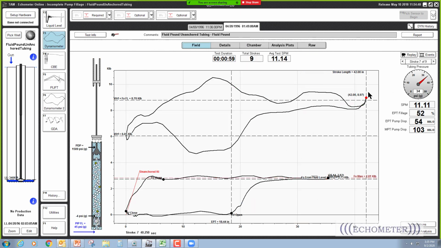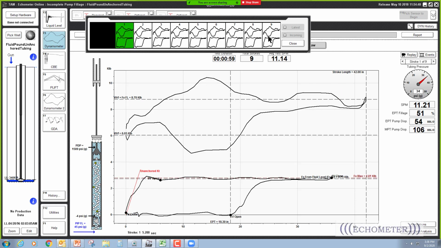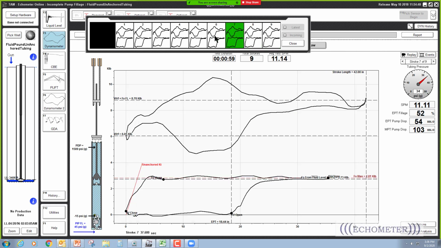Then if we close this off and look at the data that follows, there's only 9 strokes acquired. It would be nice to have gotten the first few strokes on this well when it first turned on, and then it gradually pumped off. Hopefully you see some strokes that were full and some strokes that were pumped off. But it looks like we just waited until we had incomplete pump fillage and we started collecting data. So you can see it's gradually changing from, let's see if we get this to work here. Let's work this way.